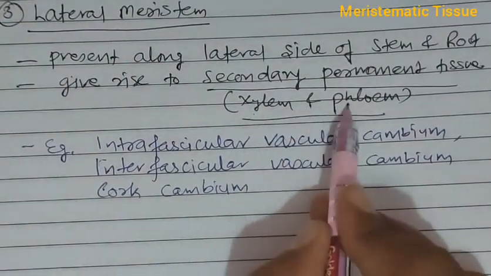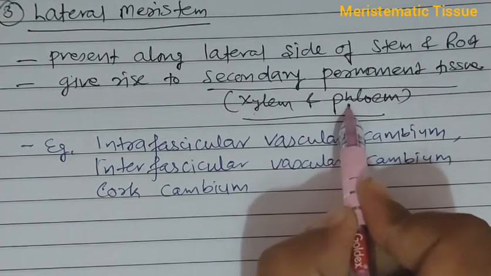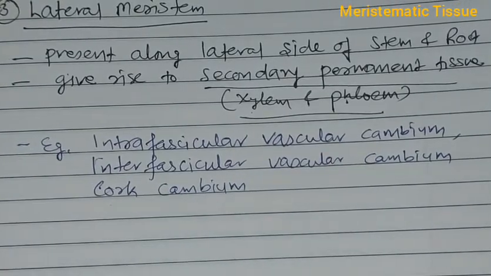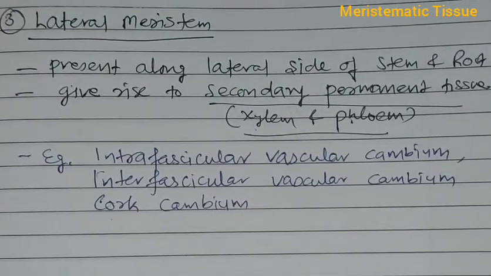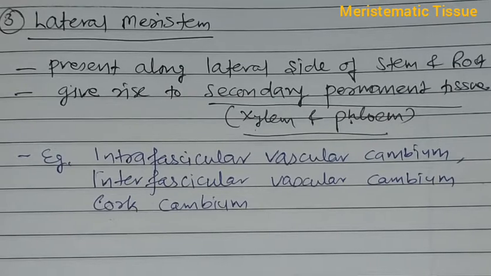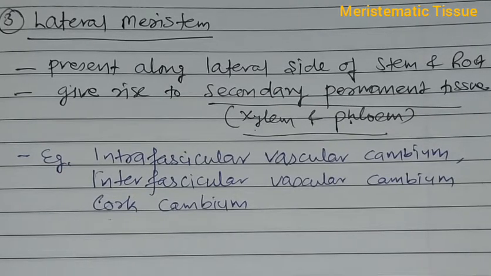Now apart from xylem and phloem, secondary cortex and cork are also secondary permanent tissues that are derived by the cork cambium, which we will study later on. Now you understand the meaning of lateral. They are located laterally, helping a plant to grow in girth. The primary meristem helps in lengthwise growth, and the secondary meristem helps in girthwise growth. Apical meristem and intercalary meristem help in lengthwise growth, whereas lateral meristem helps in lateral growth.